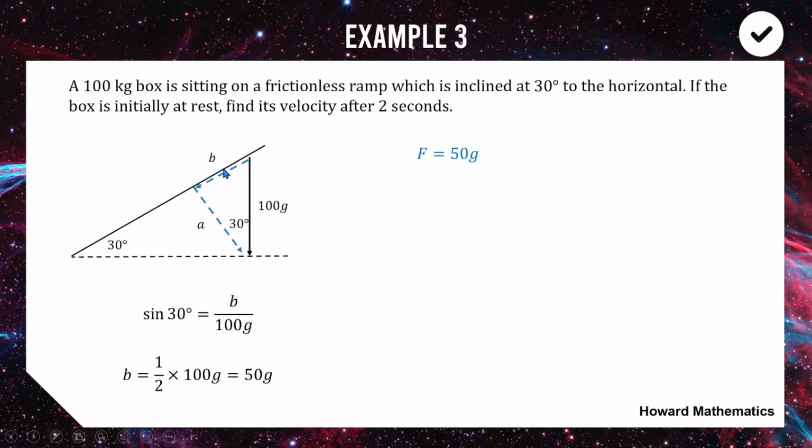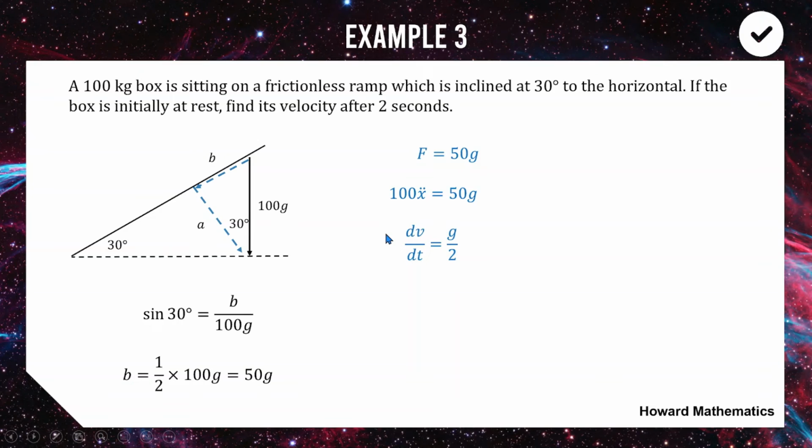Our force down the slope is equal to 50 g, and now we can write force once again as mass times acceleration. The mass of the box is 100 kilograms. The acceleration we'll write as x double dot. Divide both sides by 100 and we get acceleration, which we're going to write as the derivative of velocity with respect to time, dv on dt, is equal to g over 2. The reason I'm writing acceleration as dv on dt is because the question is asking us to find a link between velocity and time. Find the velocity after 2 seconds.